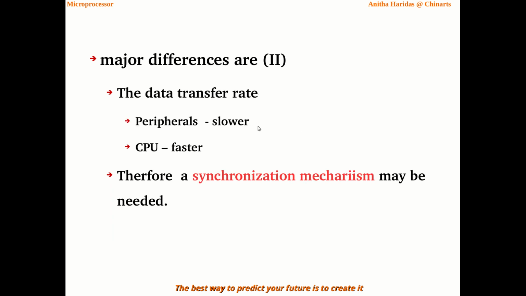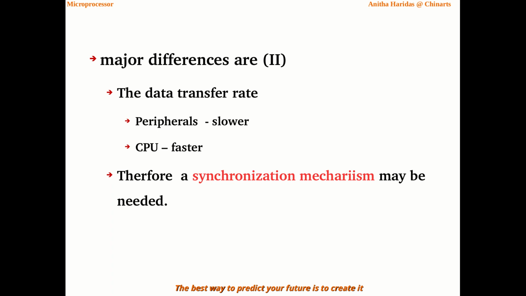Now the second major difference is the data transfer rate. All the peripheral devices will be transferring the data at a very, very slow pace compared to the central processing unit, which is your processor. So the processor is working in nanoseconds and microseconds, whereas the data transfer rate will be in seconds sometimes. Imagine when you press a key on the keyboard, it takes some time, right?